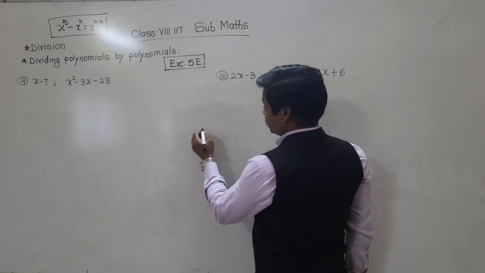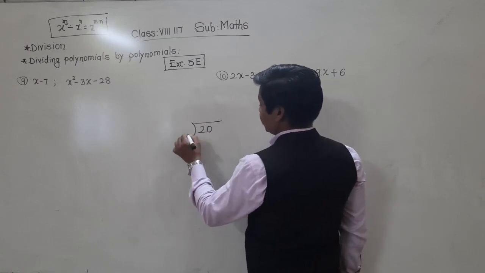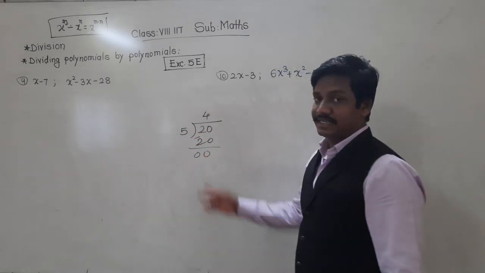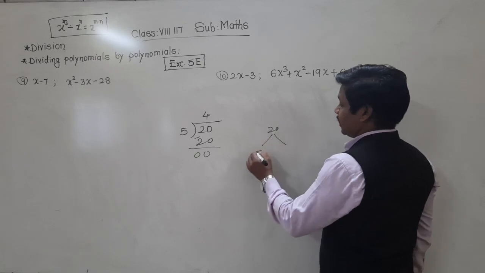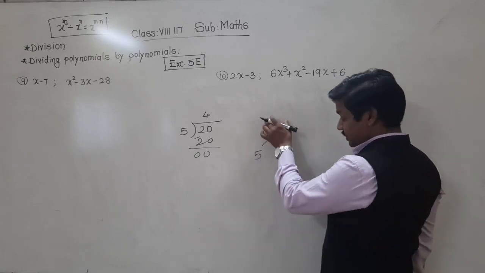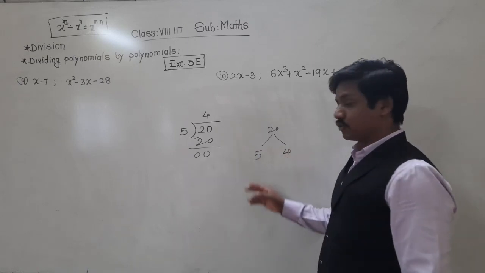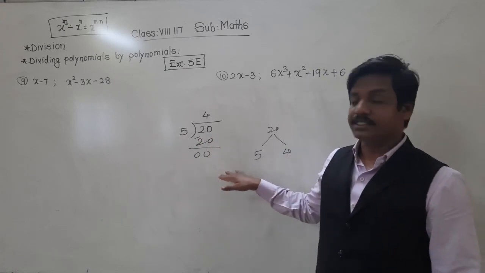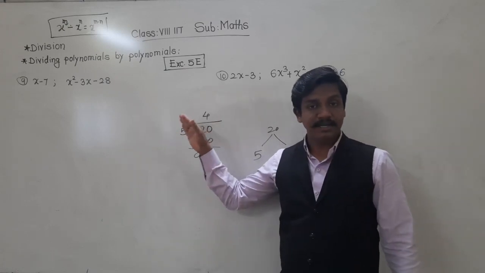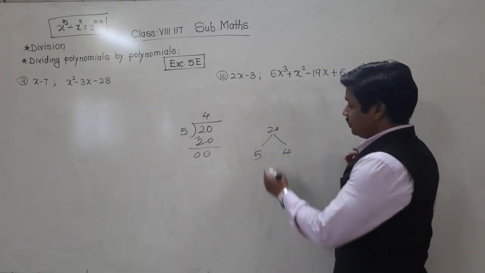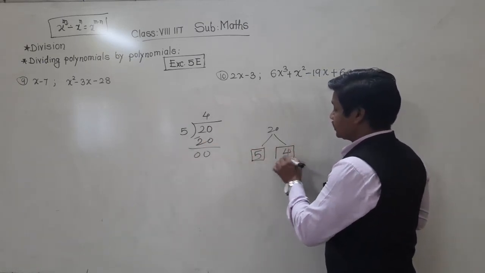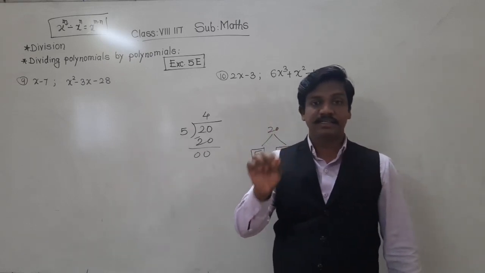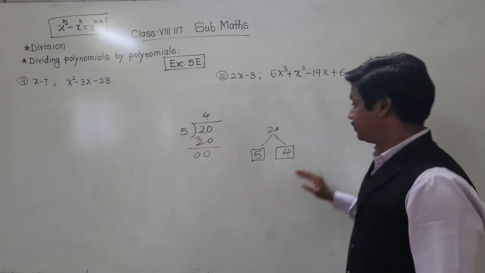Yes, whenever, suppose see here, this is 20, and if 20 is divided by 5, 5 4s are 20. So see students, 20 is divisible by 5. When 20 is divided by 5, we get the answer 4, quotient 4. Okay, 5 4s are 20. And in this process, the remainder is 0. That means 20 is exactly divisible by 5, right? So here this 5 and 4 are said to be the factors of 20, the factors or divisors of 20. You might remember this, okay?